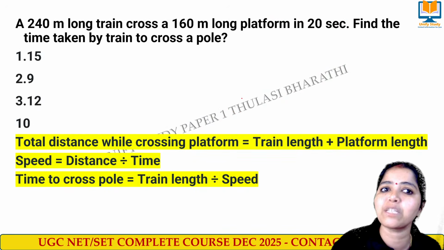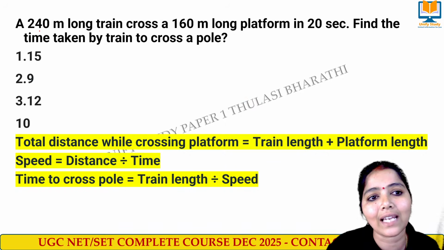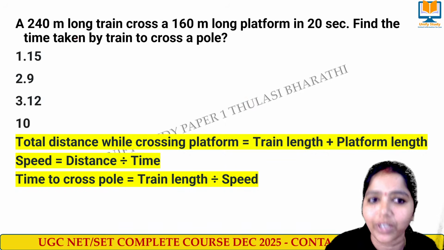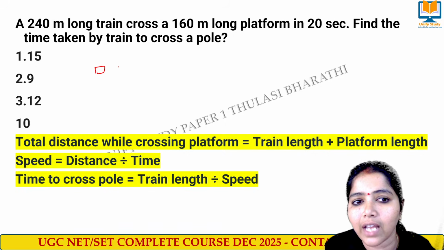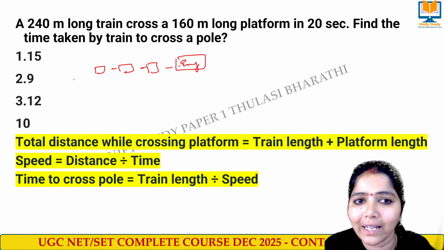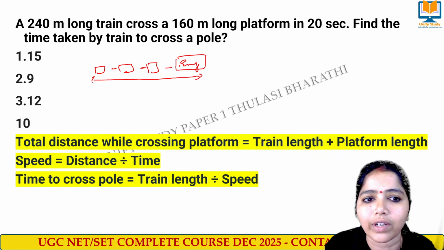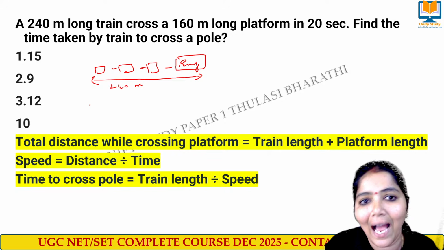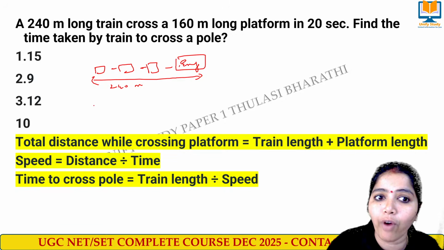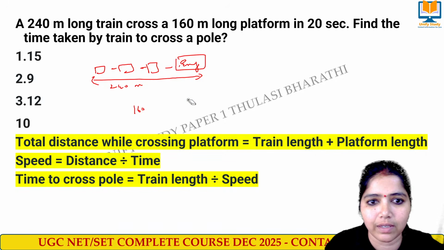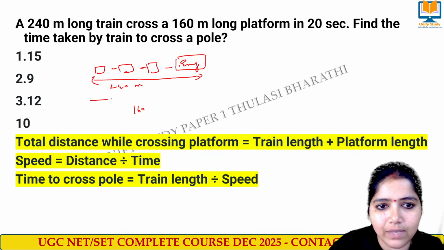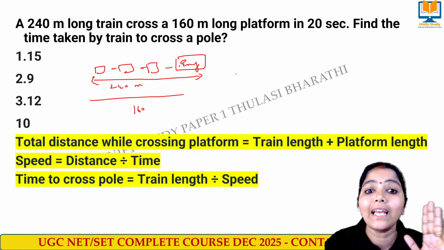It is a train speed distance problem. So see, there is a long train of 240 meter which crosses a long platform. So a train is there, and this train is connected, and here we have an engine. This train is of total length 240 meter, and it crosses a platform. There is a platform of length 160 meter. It crosses it in 20 seconds.